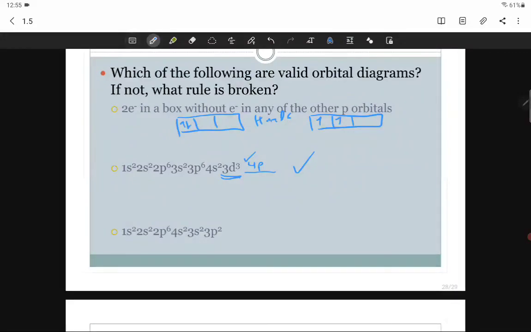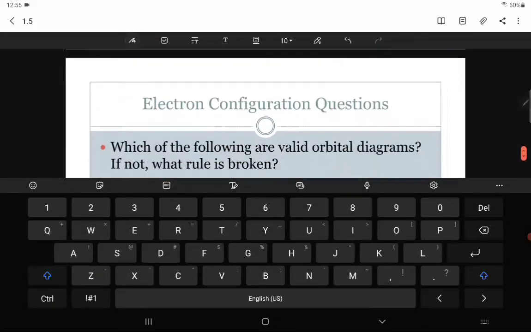1s2, 2s2, 2p6, 4s. Ooh, now that's an issue. You aren't allowed to go into 4s until after. So the 4s is supposed to be out there. So this is an Aufbau principle problem. Let's see what else we got. We may have a couple more of those.